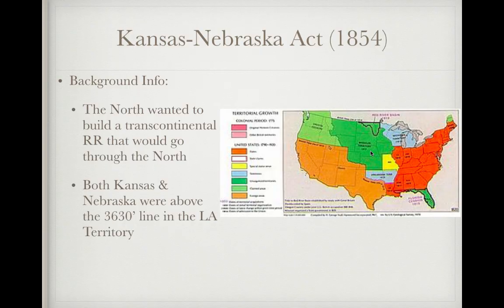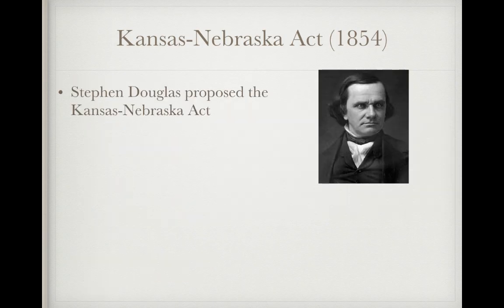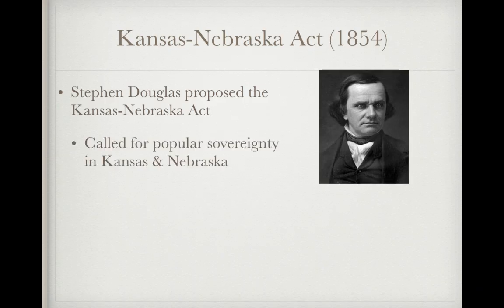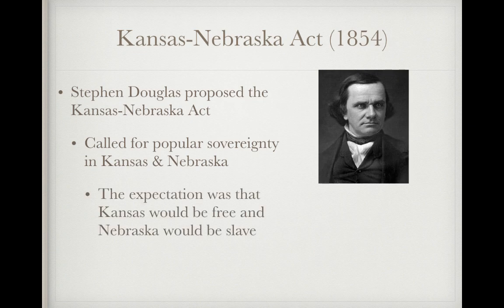Now, the South, having just lost California to a free state, is not going to allow the addition of 2 more free states. So this overturns the Missouri Compromise because they would not support adding 2 free states. So Stephen Douglas from Illinois, a popular politician from the mid-19th century, will propose the Kansas-Nebraska Act. This called for popular sovereignty in Kansas and Nebraska, so letting the people of those territories vote. The unwritten expectation, however, was that Kansas would be free and Nebraska would be slave. So you have that balance of 1 free, 1 slave state.